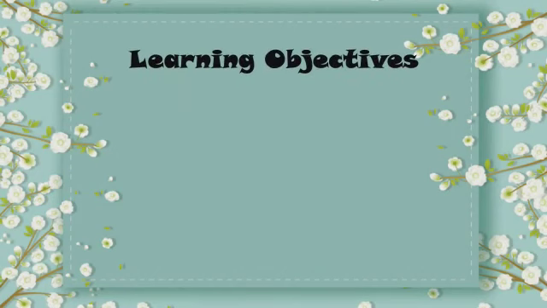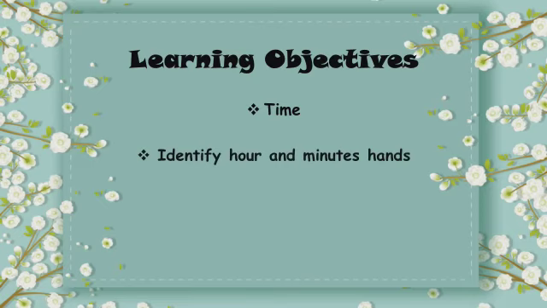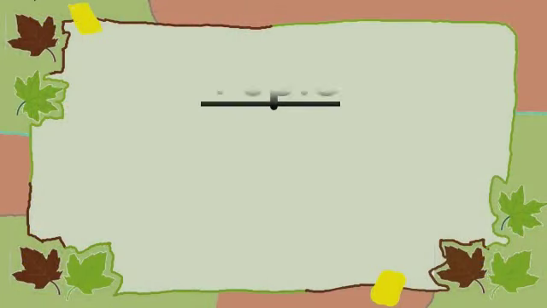Learning objectives of today's lesson are: after today's lesson, you will be able to define time. You will be able to identify the hour and minutes hand. You will be able to know how to read the time on a digital clock. So let's start today's lesson.